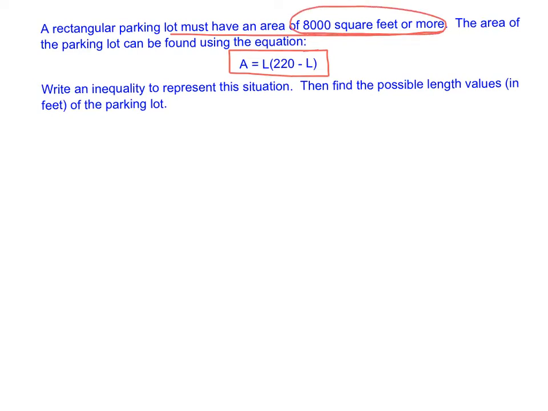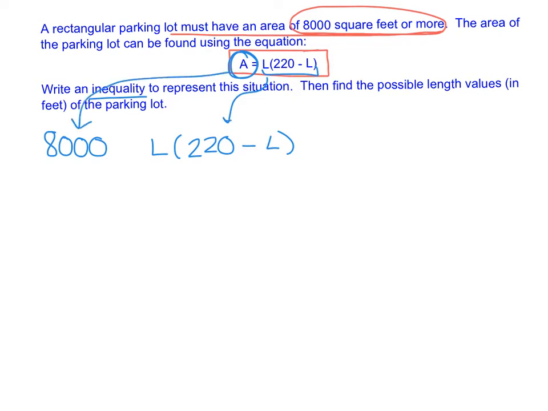So the instructions start by asking us to write an inequality to represent this situation. Well, the first thing we know is that we're going to be putting 8,000 square feet in for area. So we have 8,000, and it is somehow related with an inequality to the length times 220 minus length. So notice how I took this piece, it's still the same, and I replaced area with the 8,000. Now what we have to think about is which way this inequality is going to face.